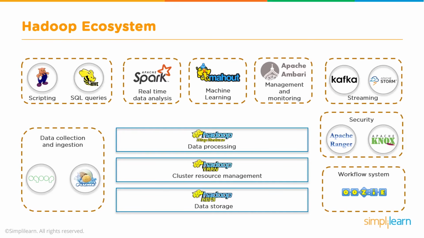We looked at Mahout, machine learning. We looked at Apache Ambari for management and monitoring, kind of your security guard and traffic control. Just like we have Sqoop and Flume, which brings data in there, we looked at Kafka and Apache Storm, which is for streaming data. And then we looked at Apache Ranger and Apache Knox for security. And finally, we took a glance at Oozie for your workflow system.